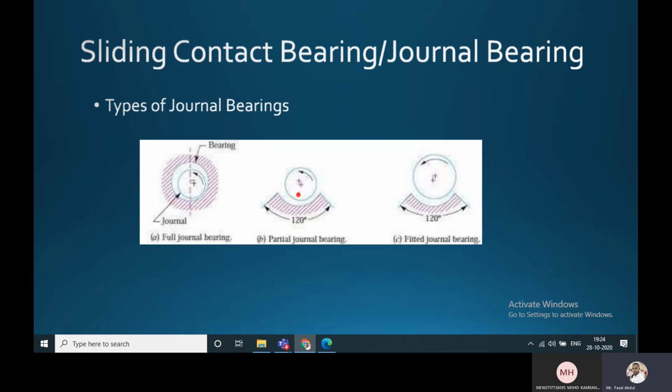It means load only we can apply in this direction. We cannot apply in this direction, because if you apply the load in this direction, the shaft will come outside. That is the disadvantage. And this is also the same as the full and partial journal bearing.